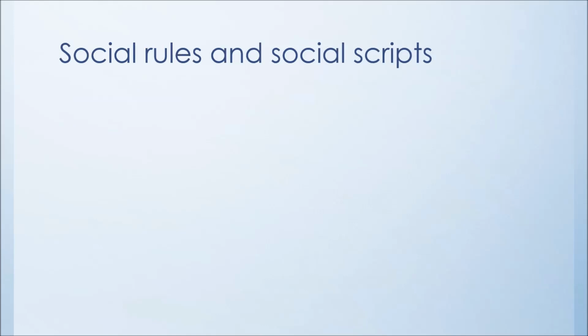Our communication choices are also governed by social rules and social scripts. Now, there are a number of different kinds of social rules. We're going to look at two of them in this chapter. The first being explicit rules. Explicit rules are rules that are told to us, that are spelled out for us, that we are taught.